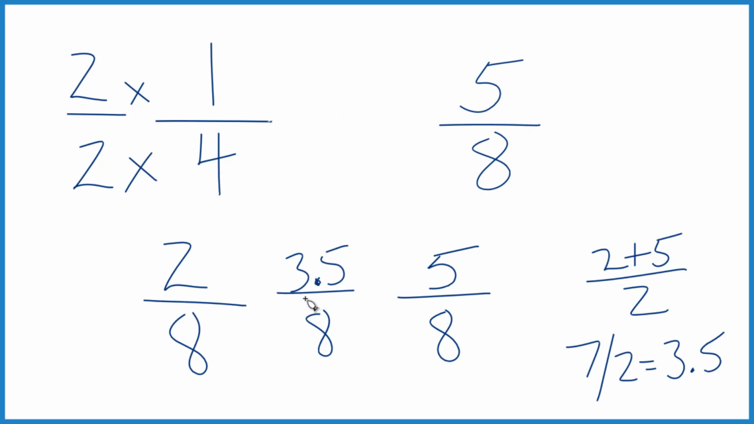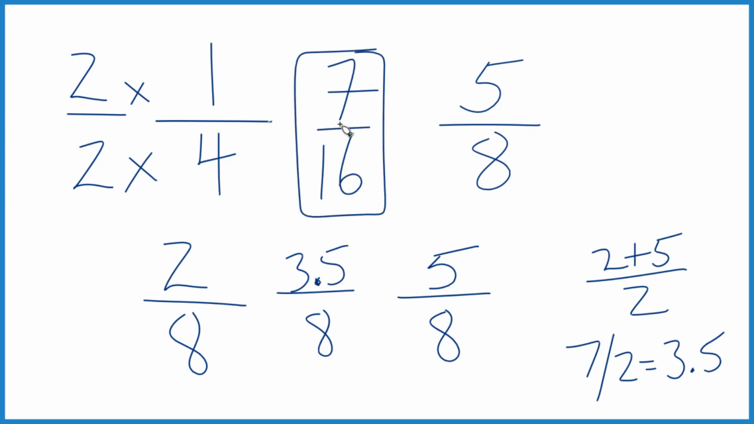I don't really like the decimal, so I'm just going to double the numerator and the denominator. 3.5 times 2 is 7, 8 times 2 is 16, and 7/16. That's the fraction exactly halfway between 1/4 and 5/8. That's how I do it.